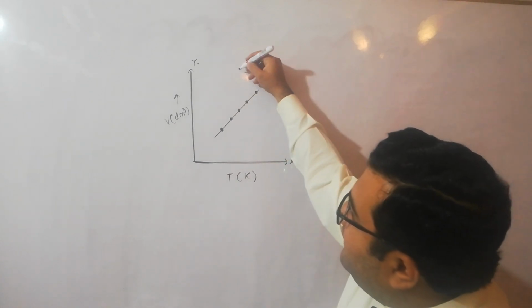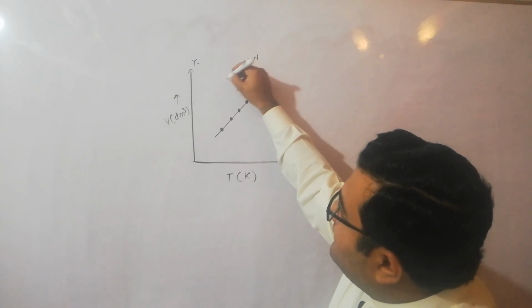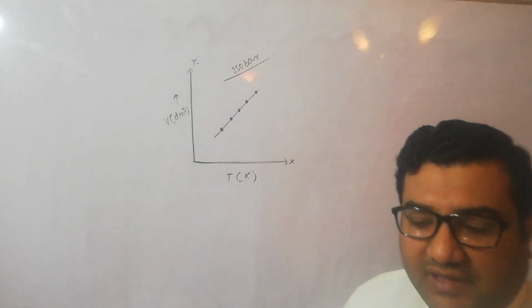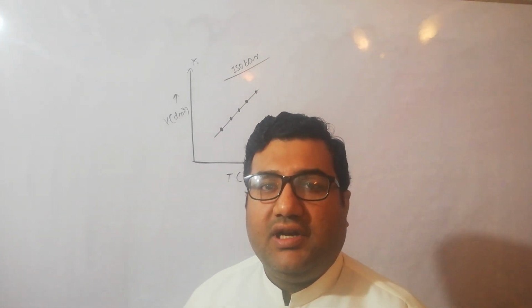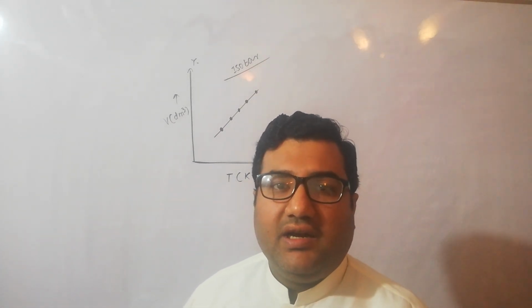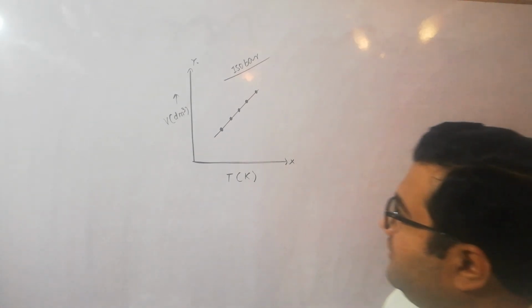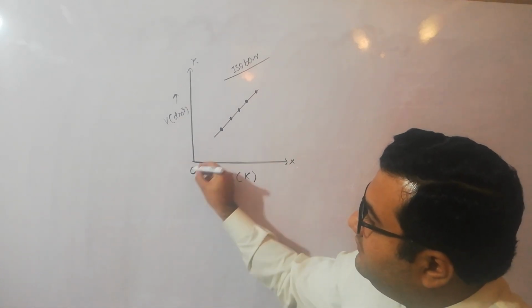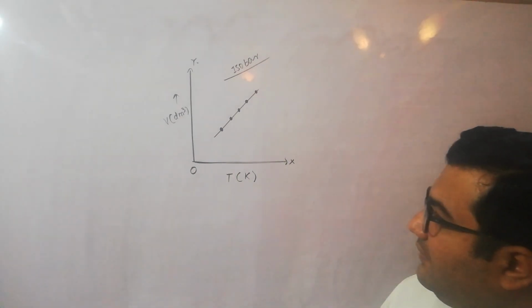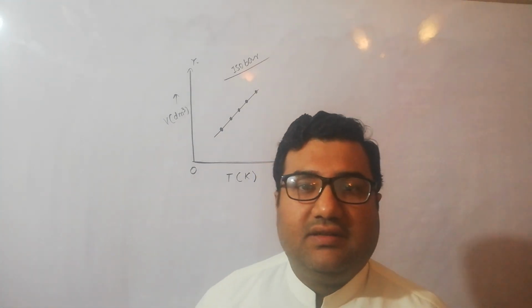This graph is drawn at constant pressure, so that's why it is called an isobar. The graph of Boyle's law is called an isotherm because it is drawn at constant temperature, and here the graph is drawn at constant pressure, so that's why it is called the isobar. But this straight line does not touch the origin of the graph.